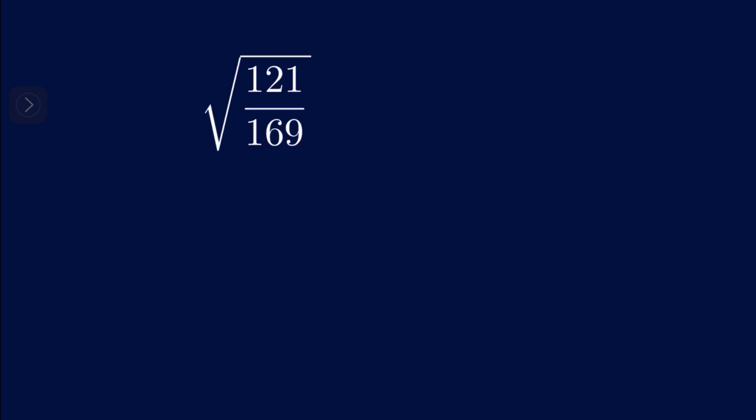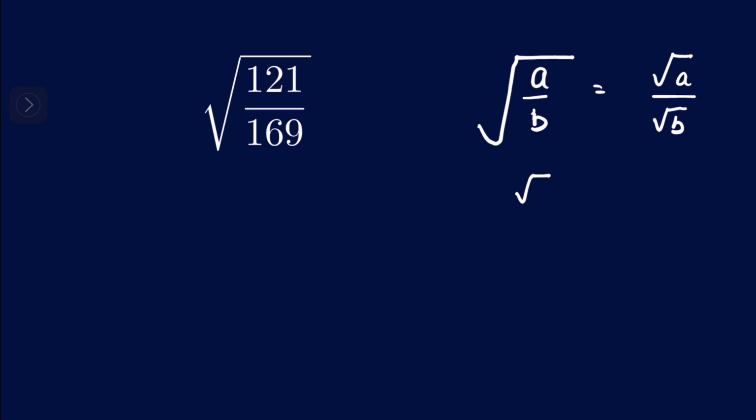How to calculate the square root of fractions? Here I have square root of 121 upon 169. So there are two ways. First, if a upon b is under square root, then it can be written as square root of a upon square root of b. Similarly, if there is square root of a upon square root of b, then we can write it as square root of a upon b.